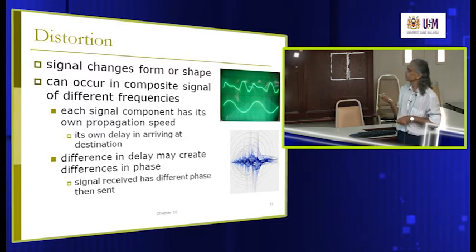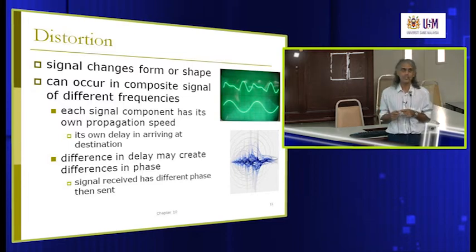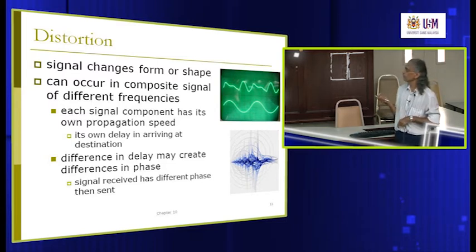This normally happens in analog signals, especially composite signals, because a composite signal, if you remember, consists of different frequencies. Different signals of different frequencies are combined to make one composite signal, right? So each signal will have its own traveling speed or propagation speed. So there will be slight delay. Each component will arrive at a slightly different time, slightly delayed compared to the other signals. All right? So this makes it that there is a different phase in the composite signal. All right?